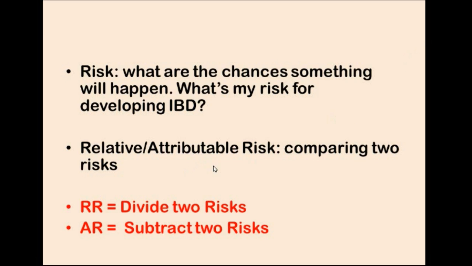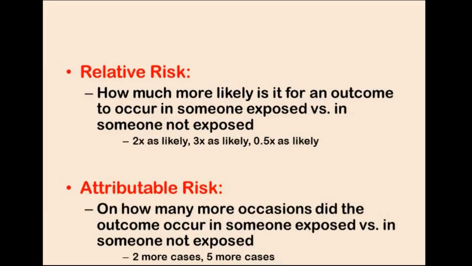Relative risk and attributable risk is when you compare two risks. In relative risk, we divide two risks, and in attributable risk, we subtract two risks. I personally like the term absolute risk reduction instead of attributable risk because it has the word reduction in it, which tells you that you're subtracting two risks.